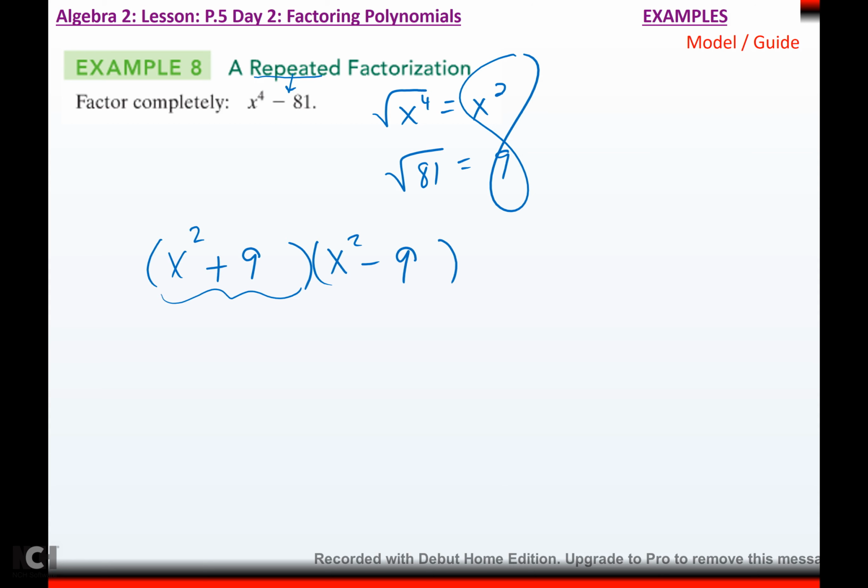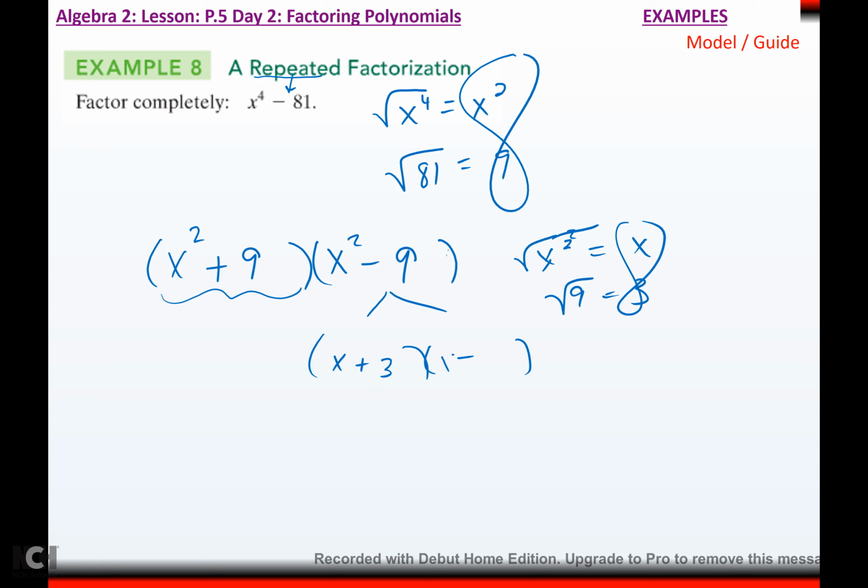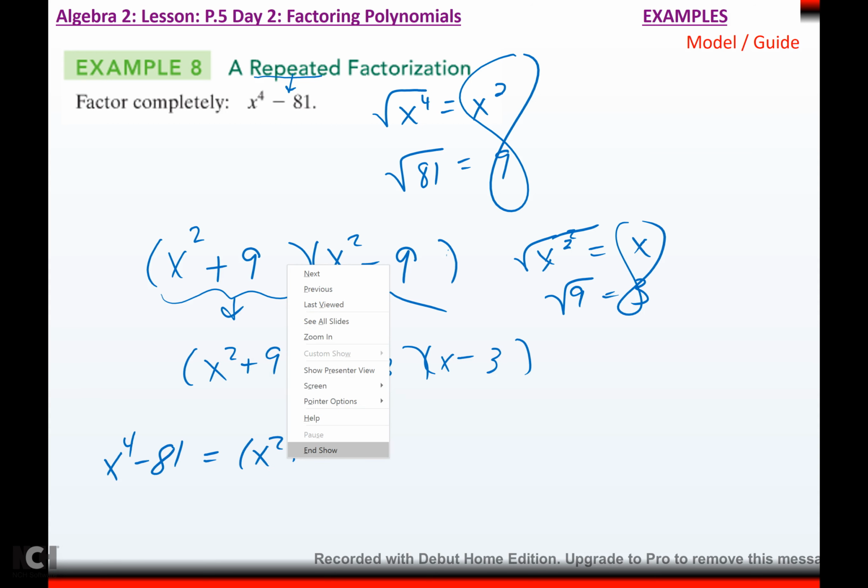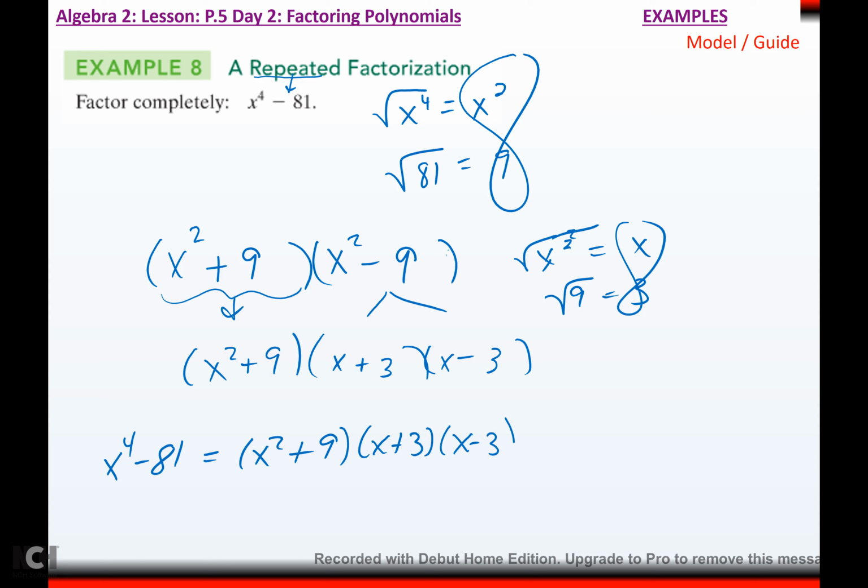You can't factor the sum of squares. You can, but not yet at this point in your math career. But the difference of squares will split again, because look, the square root of x squared is x, perfect. The square root of 9 is 3, perfect. So bino, bino, plus and minus. Those are my two terms, x plus 3, x minus 3. This one can't be factored, but it's still part of my factors. x to the 4th minus 81 is equal to x squared plus 9 times x plus 3 times x minus 3.